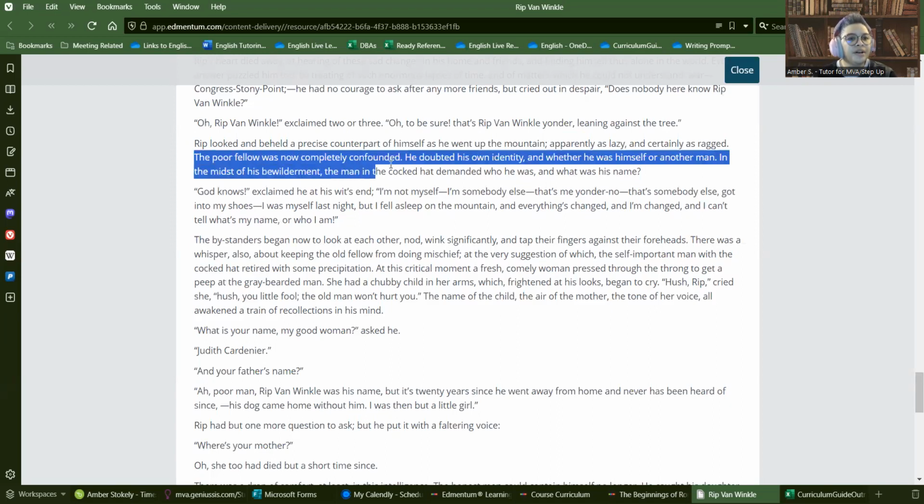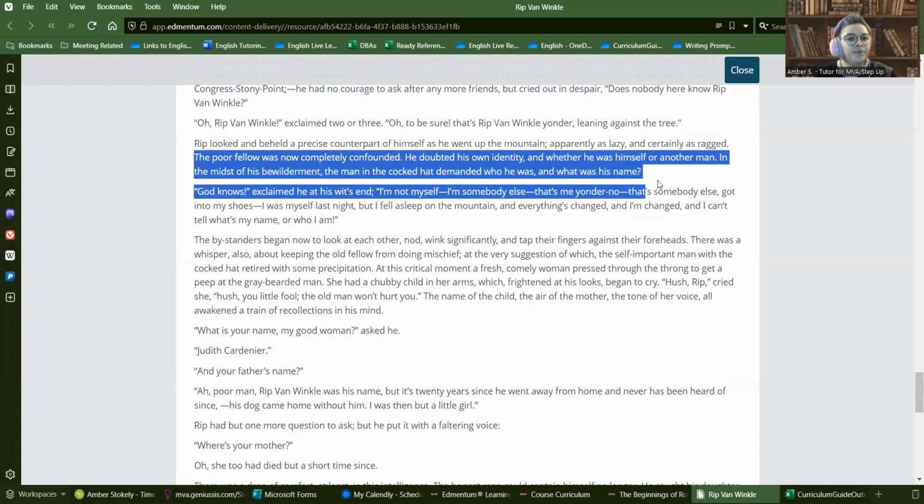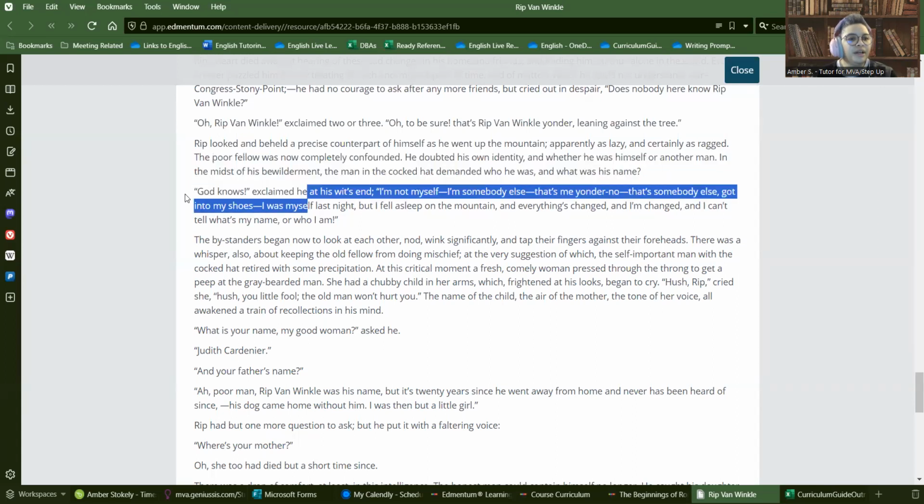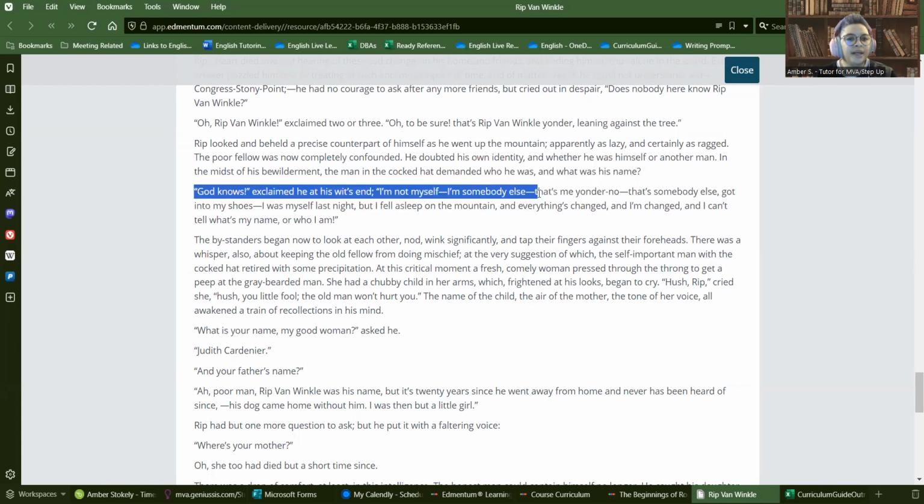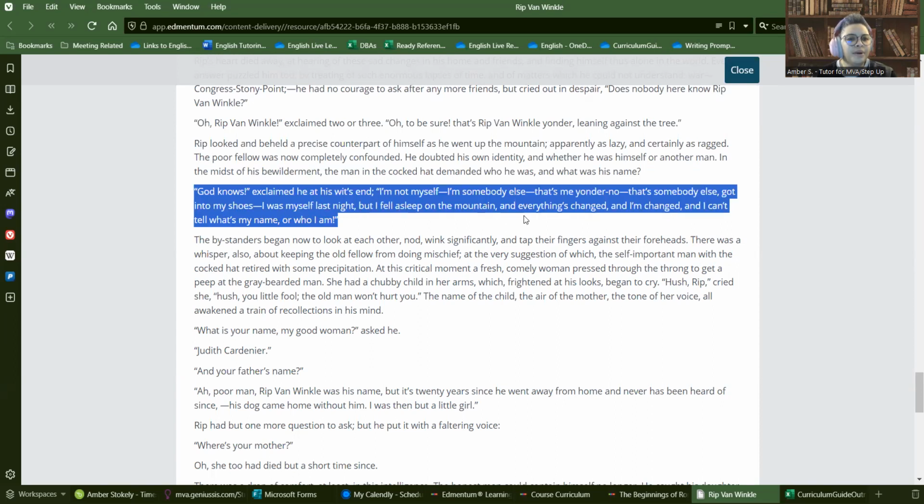The poor fellow was now completely confounded. He doubted his own identity and whether or not he was himself or another man. In the midst of his bewilderment, the man in the cocked hat demanded who he was and what was his name. "God knows," he exclaims at his wits' end. "I'm not myself. I'm somebody else. That's me yonder. No, that's somebody else got into my shoes. I was myself last night, but fell asleep on the mountain, and everything's changed, and I'm changed, and I can't tell what's my name or who I am."